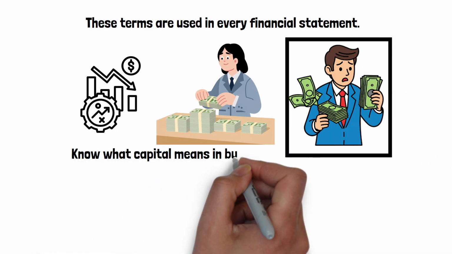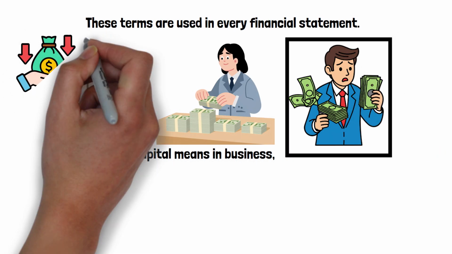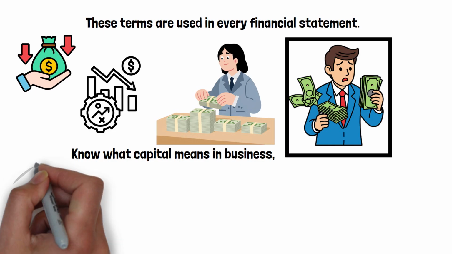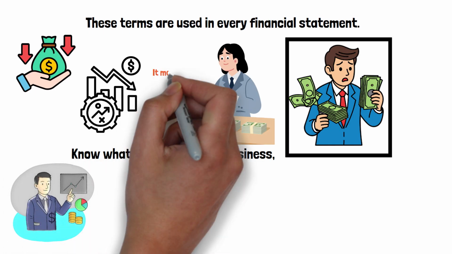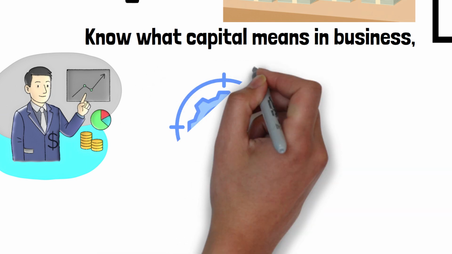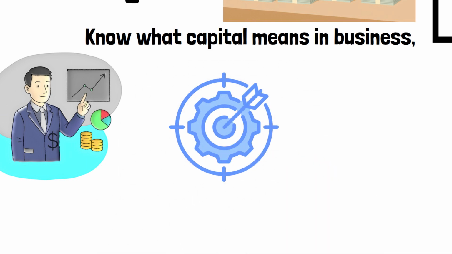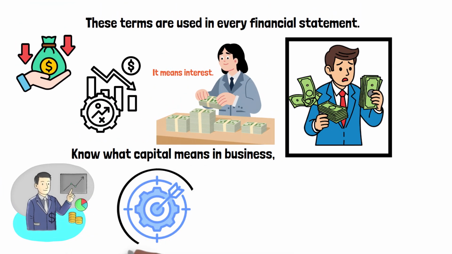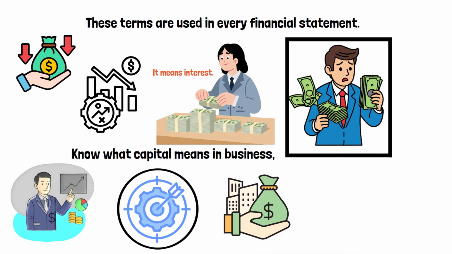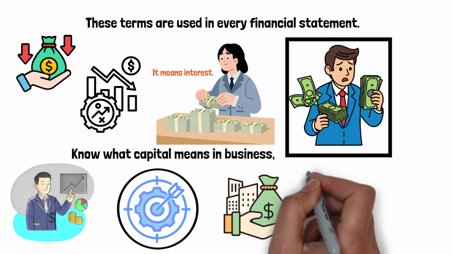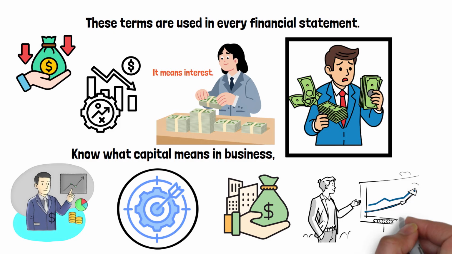Know what capital means in business, whether it's debt, equity, or retained earnings. Differentiate between debt and equity and understand the cost of borrowing. It means interest. Define financial goals for your business, short-term like paying bills, medium-term like growing sales, and long-term like expanding globally. And finally, always remember, business finance is not the same as personal finance. Keeping them separate is the first golden rule every beginner must follow.